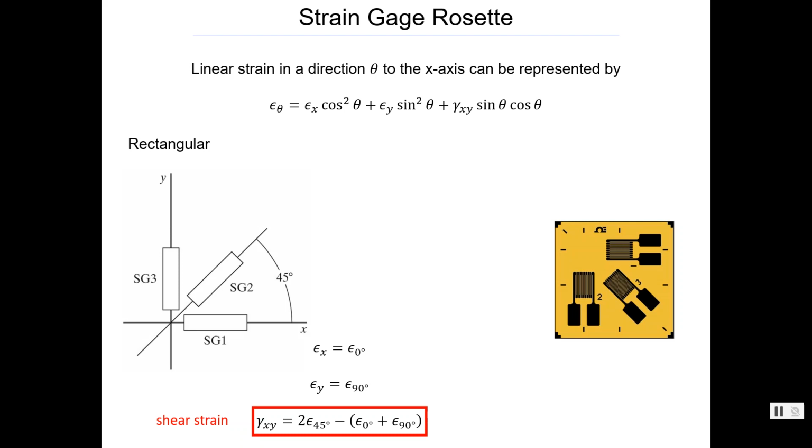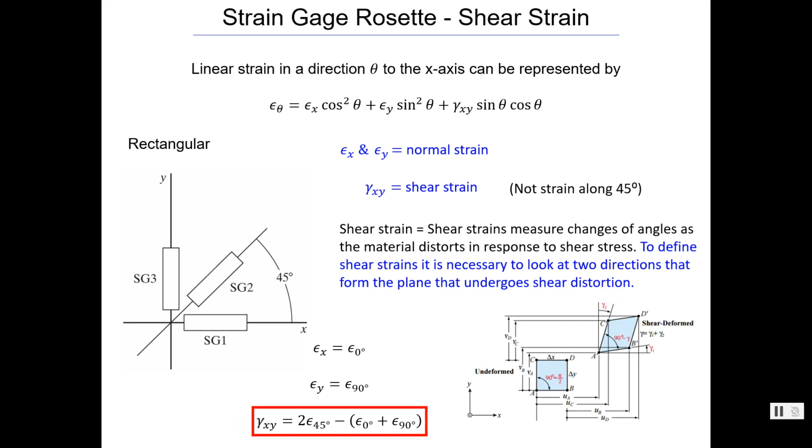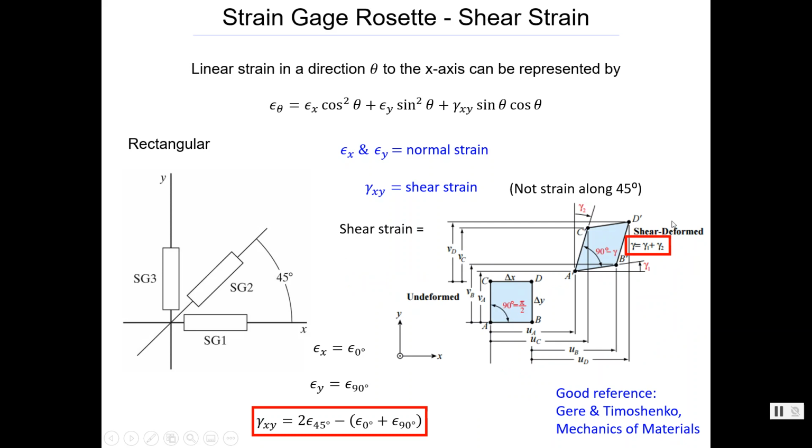Oh, I think we're going to get to another type, but first I want to show a little bit more about that shear strain. This probably should just be a review, but maybe you forgot. So like we said, the shear strain is not the strain along the 45. So this figure down here will help. It says to define shear strains, it is necessary to look at two directions that form the plane that undergoes shear distortion. So we're looking at the strain in two different directions to determine that shear strain.